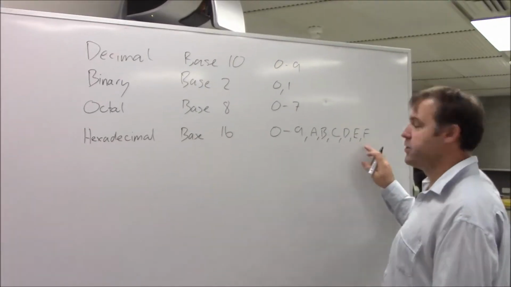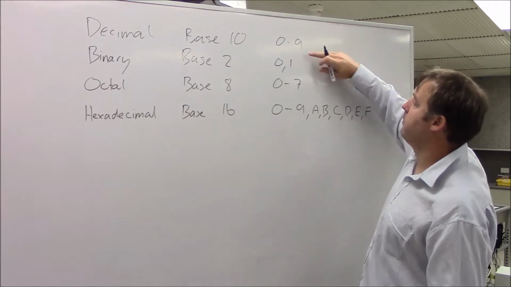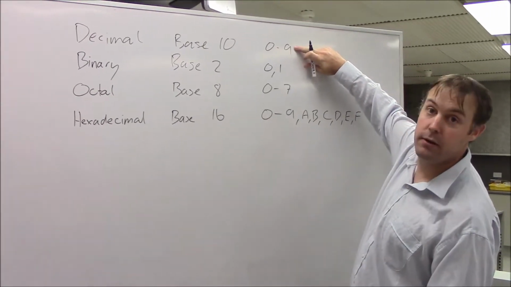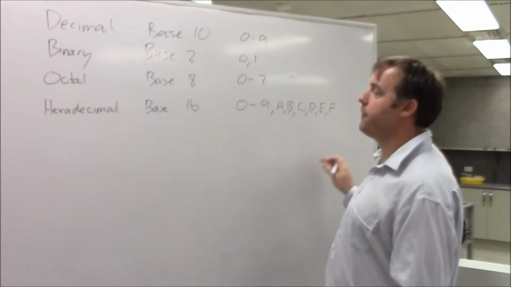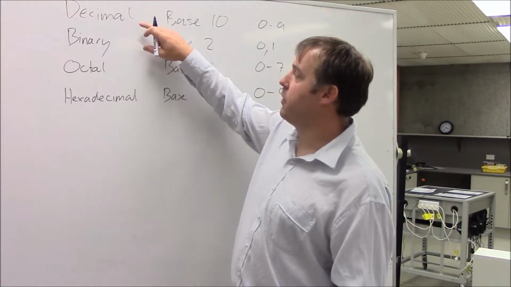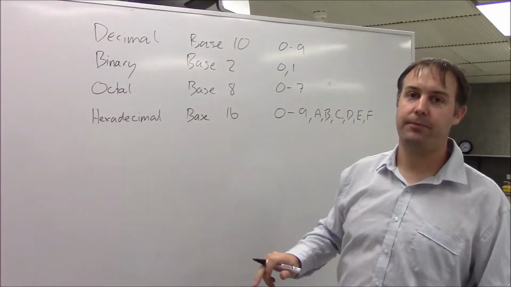And then if you want to represent a number bigger than 15, you're going to need two symbols, in the same way that if you want to represent a number bigger than 9 in decimal, you need 2. I find it much easier, if I've got to convert from decimal to one of these, to convert the decimal to binary first. Okay?